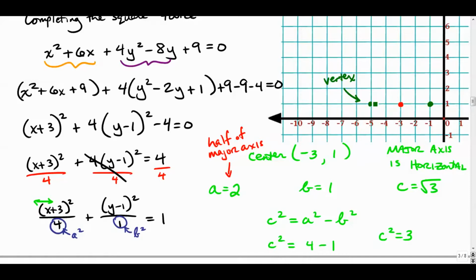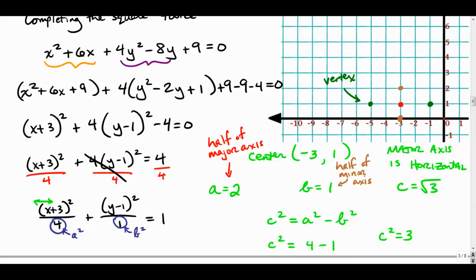Alright, let's do the minor axis next. I'll put the minor axis in brown. The minor axis is twice as long as B. In other words, B is half of the minor axis. Sometimes you'll hear it read as 1 is the semi-minor axis. But in any event, from the center we're going to go up 1 and we're going to go down 1. And I put our dots. Remember, the minor axis is always perpendicular to the major axis.